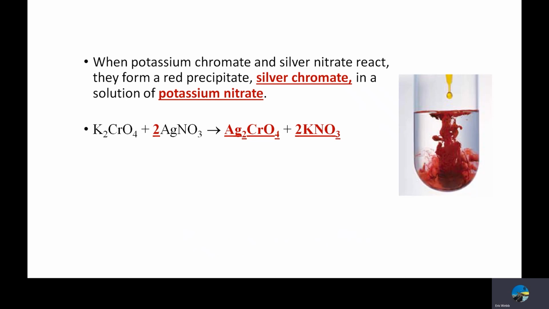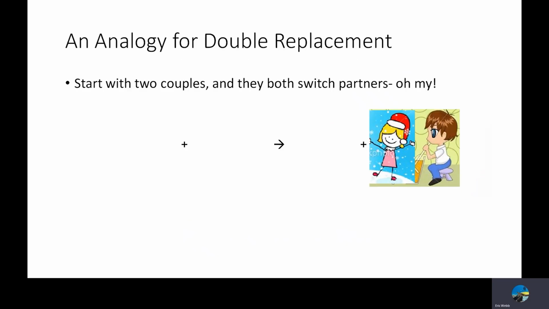So it's kind of a cool reaction to see. We've got our potassium chromate, that's the yellow dropper up top. When it reacts with the silver nitrate in the bottom of that test tube, you end up with solid silver chromate forming. So that's that red stuff that we see in the solution. Again, we've got another example of a double replacement reaction. I'll let you take a look at that.